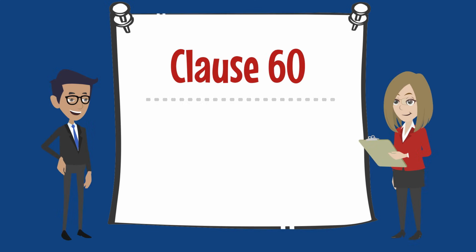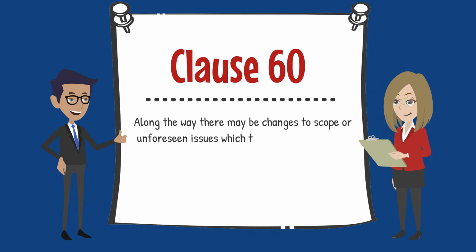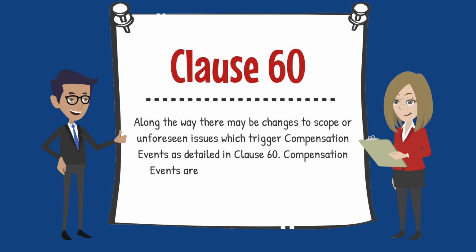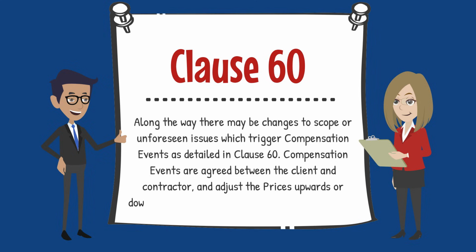Now, it's not always that simple. Along the way, there may be changes to scope or unforeseen issues that trigger compensation events, as detailed in clause 60. Compensation events are agreed between the client and contractor, and adjust the prices upwards or downwards depending on the nature of the change. So let's now explore the pros and cons of NEC option C.